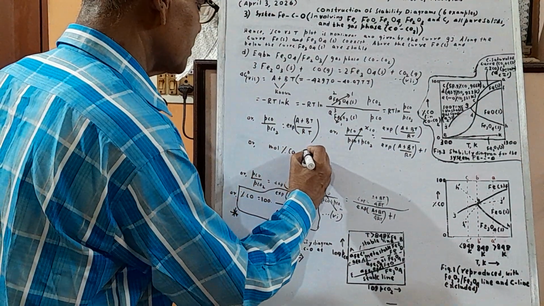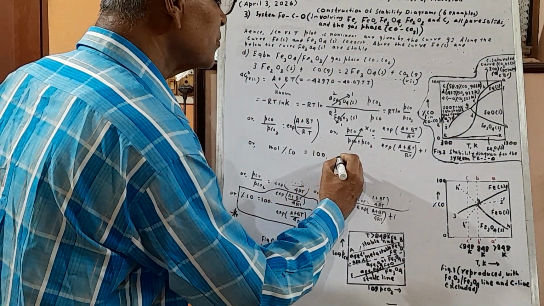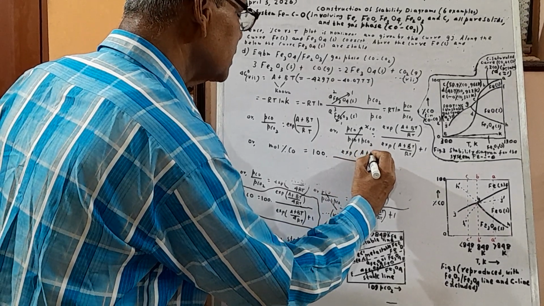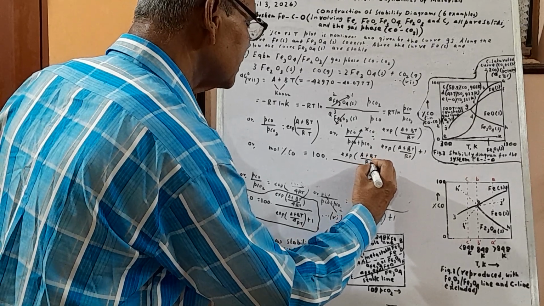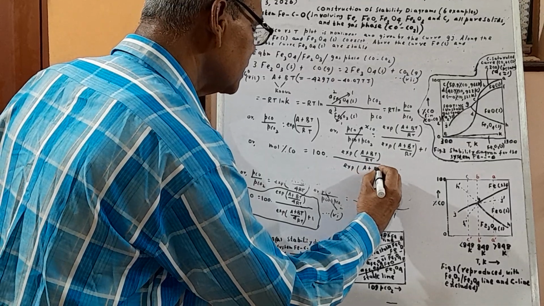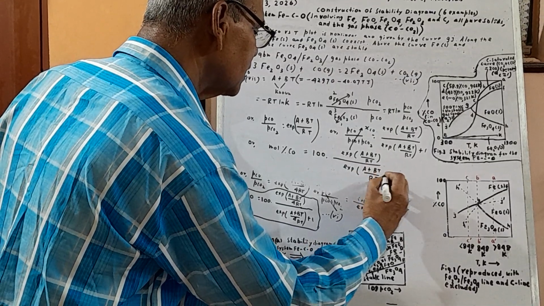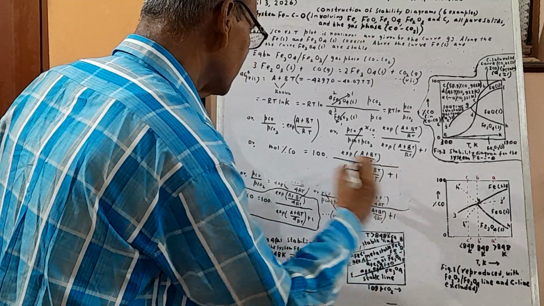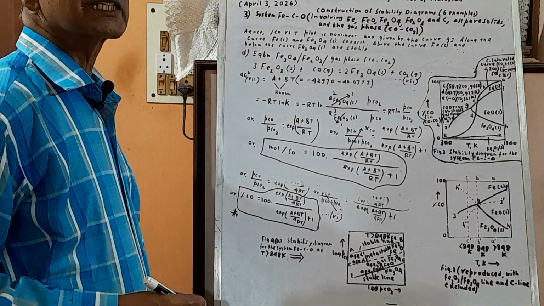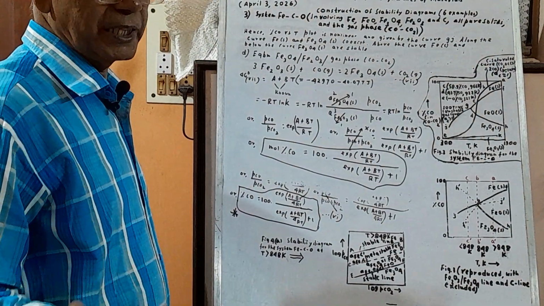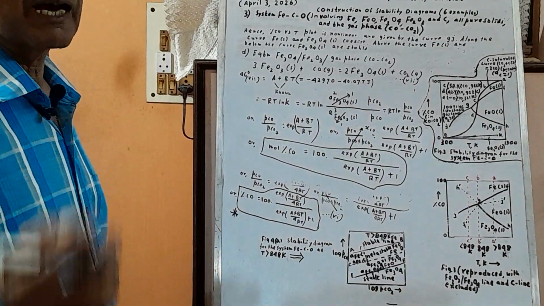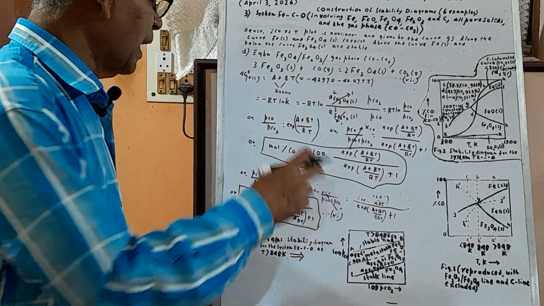Mole percent CO is 100 times exponential A plus BT by RT over exponential A plus BT over RT plus 1, and box it. This is your desired relation, mole percent CO versus temperature only. But no problem, you know A and B. So consider any temperature arbitrarily and find the mole percent.